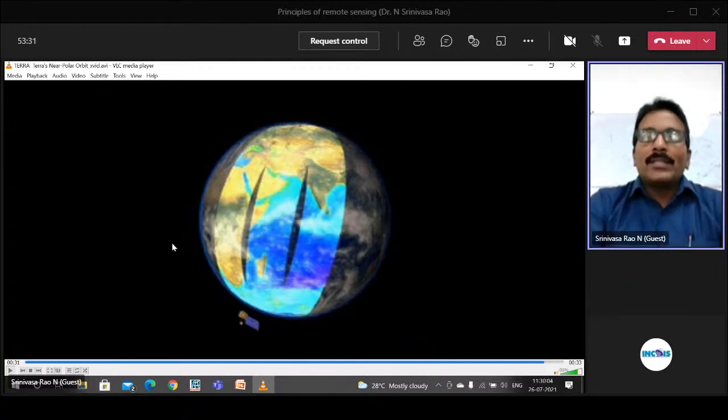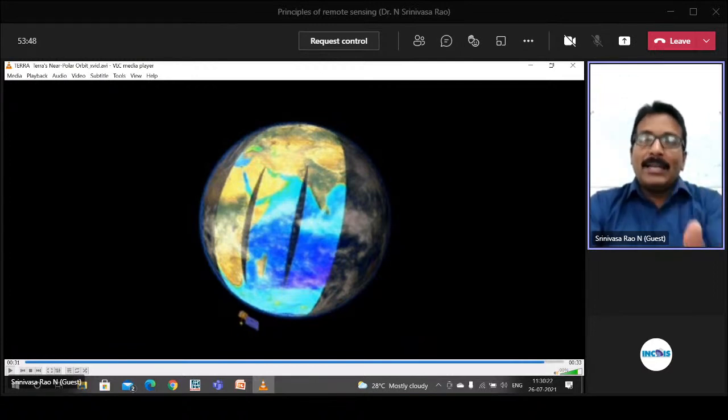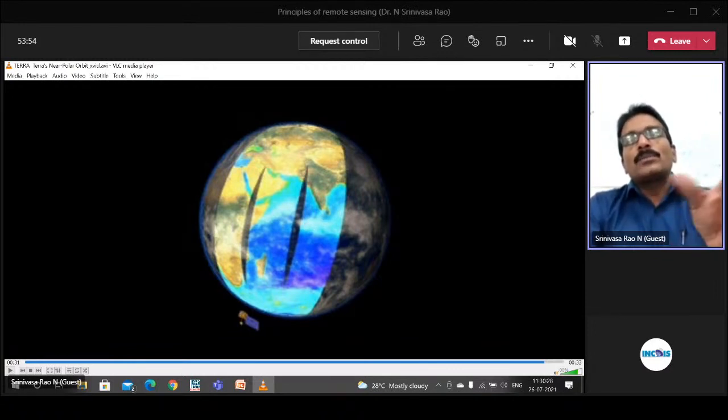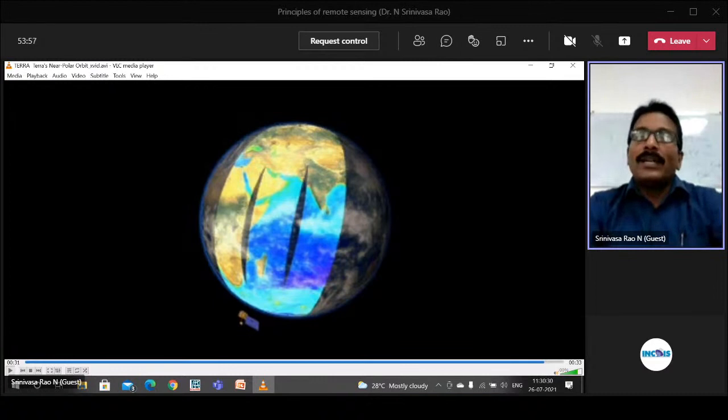Now, if you see this MODIS sensor with a 2,300 kilometer swath, within 12 hours it is going to cover the complete globe. That means within 24 hours, one time in the daytime it covers the complete globe, and at night time it covers the complete globe. If the swath is narrow, it takes 2 days, some sensors 5 days, some sensors 15 days. It depends upon the satellite's swath.